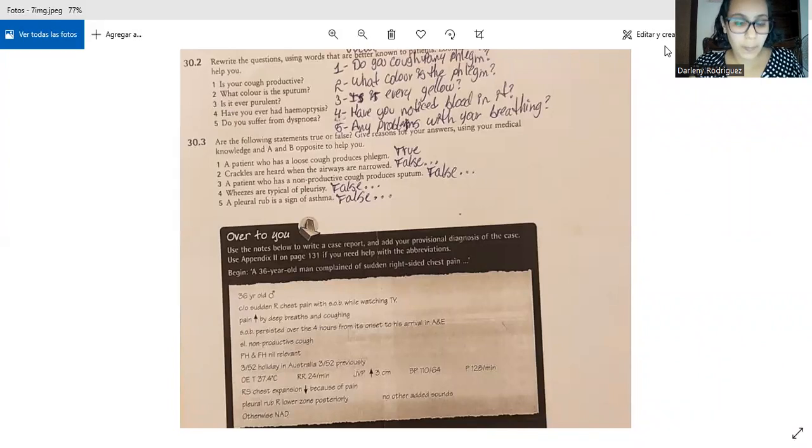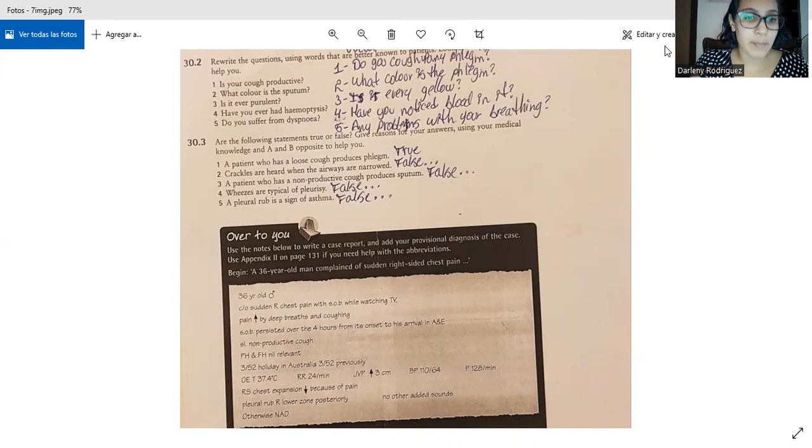Number 1. A patient who has a loose cough produces phlegm. That's true. A productive cough is often described as loose. A cough may be productive where the patient coughs up sputum or phlegm. Number 2. Crackles are heard when the airways are narrowed. That's false. Crackles suggest the presence of fluid in the lungs.